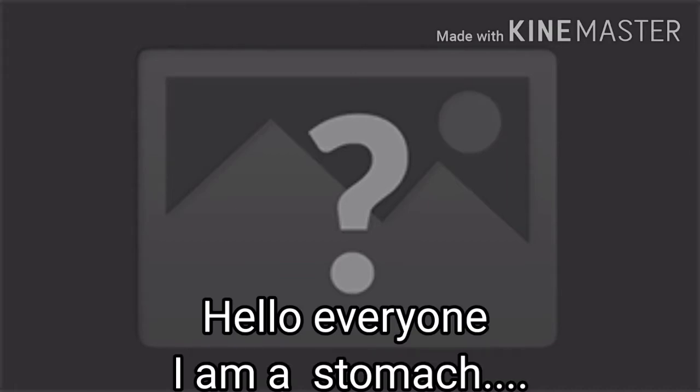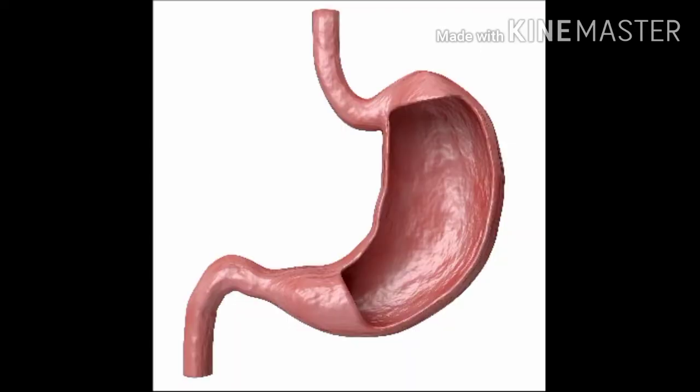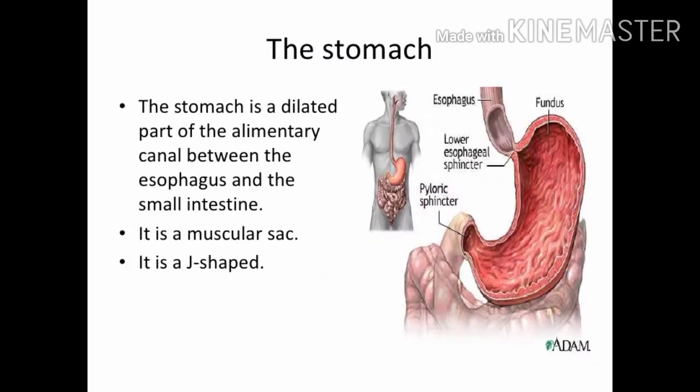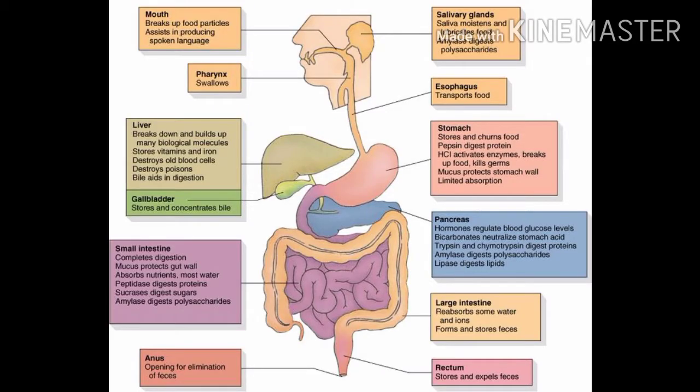Hello everyone, I am a stomach. I am a part of the digestive system. I am having a J-shaped structure. I am a dilated part of the alimentary canal between the esophagus and small intestine and have a muscular structure. I secrete many juices which can churn the food into a soup.